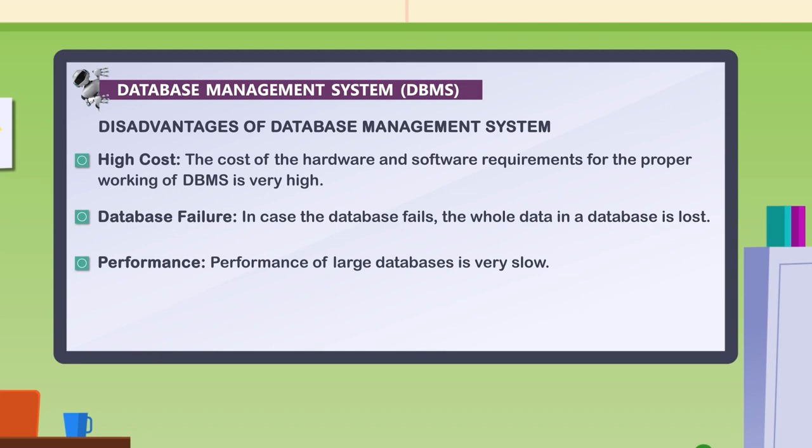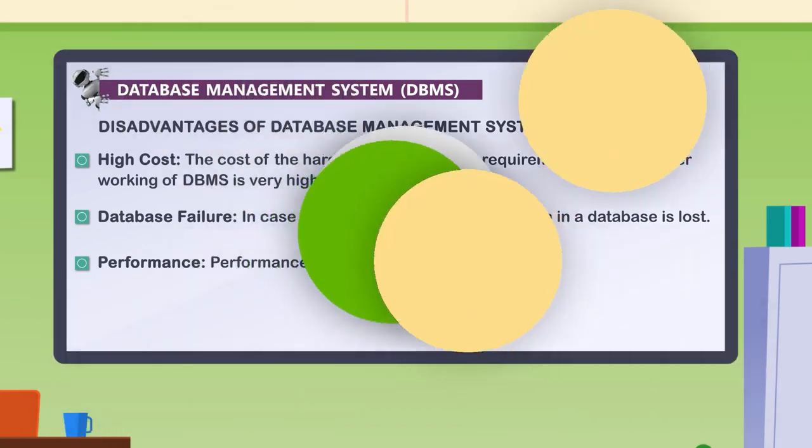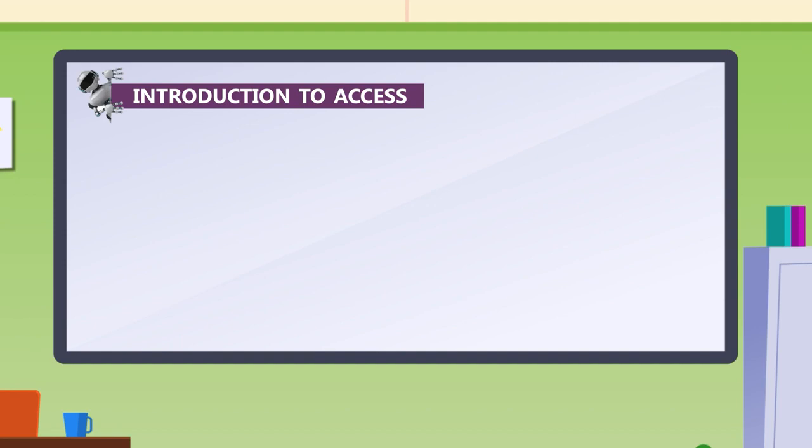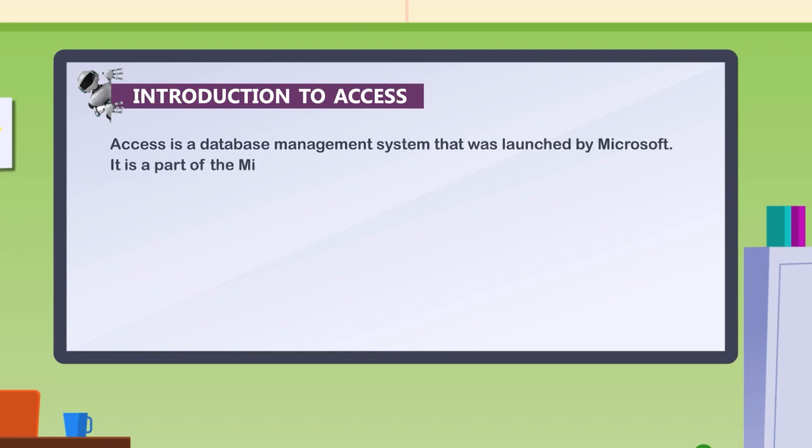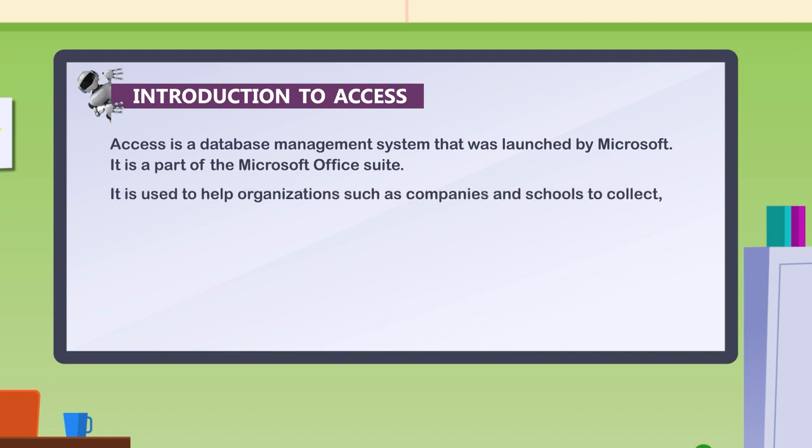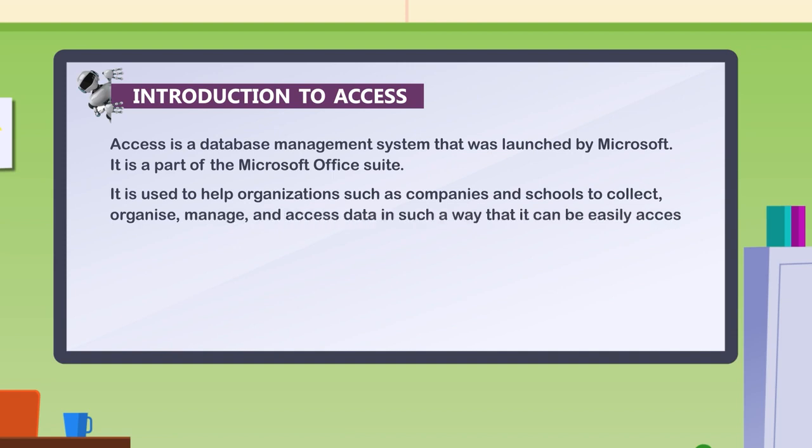Now, let's head into the next important part of our chapter, which is the introduction to Access. Access is a database management system that was launched by Microsoft. It is a part of the Microsoft Office suite. It is used to help organizations such as companies and schools to collect, organize, manage, and access data in such a way that it can be easily accessed by users.